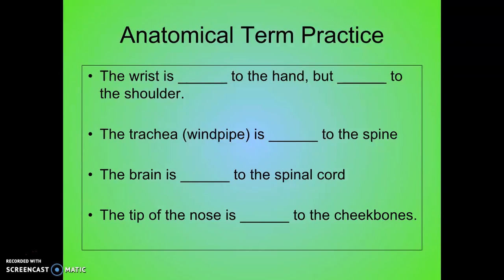So pause the video, go ahead and try these, and then we will go over the answers. To check these, the wrist is proximal to the hand, but distal to the shoulder. The trachea is anterior to the spine. The brain is superior to the spinal cord, and the tip of the nose is medial to the cheekbones.